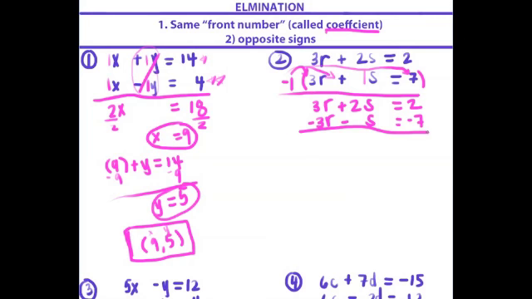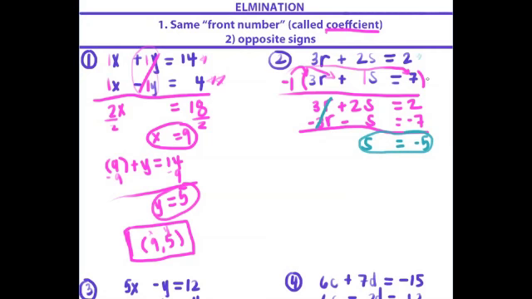So if we continue on with this problem, what's going to cancel out? The r's cancel out, okay? And so what we're left with is a 2s minus an s. So we're left with that, just one s. 2 minus 7 is -5. So I definitely know for my s's it equals -5.